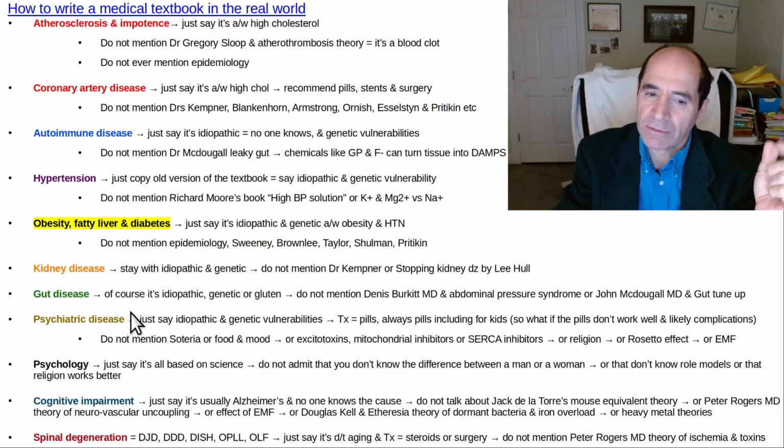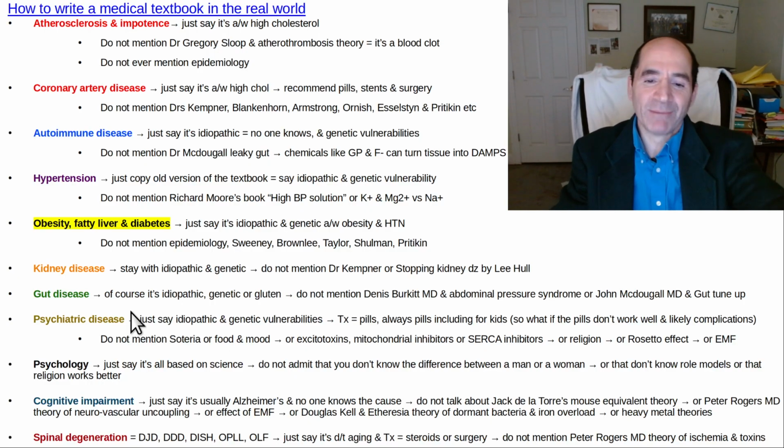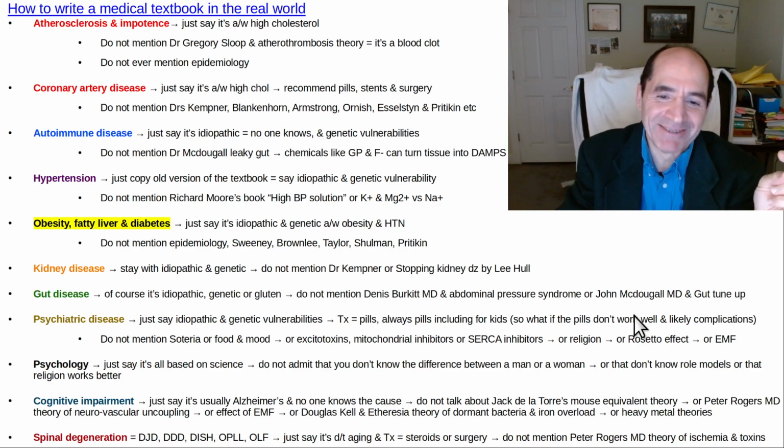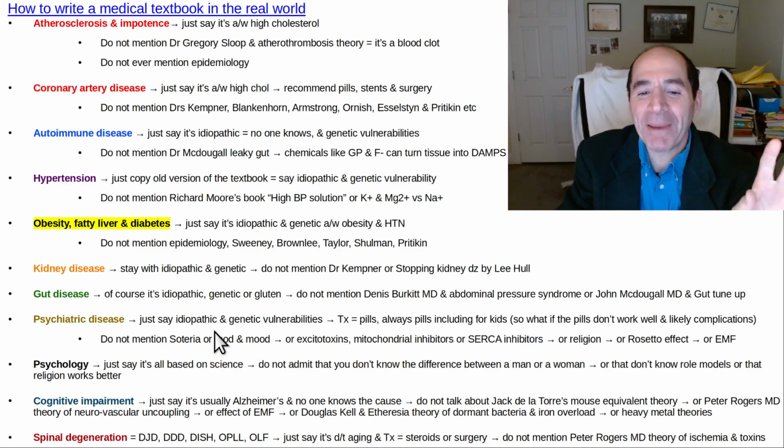Okay, gut diseases. Same thing. Tell them it's idiopathic genetic, or this time throw in gluten. And then we'll sell them some low gluten food. Okay. Don't mention Dennis Burkitt, abdominal pressure syndrome, or McDougall in his book Gut Tune-Up. None of that. Okay. Psychiatric disease. Just say it's idiopathic genetic.